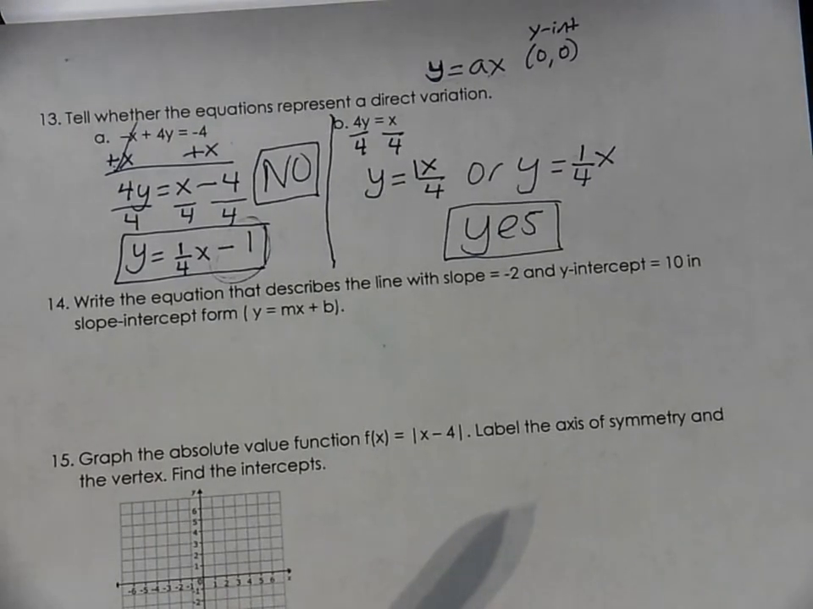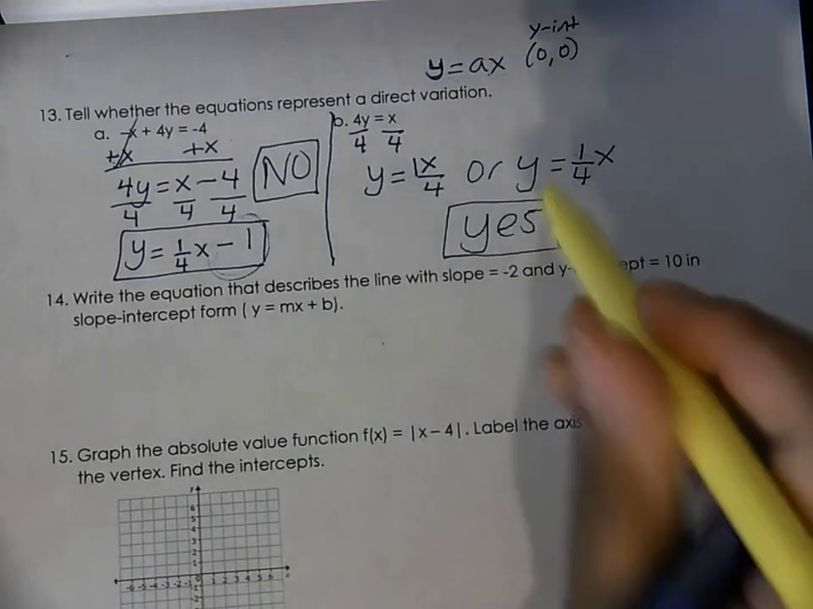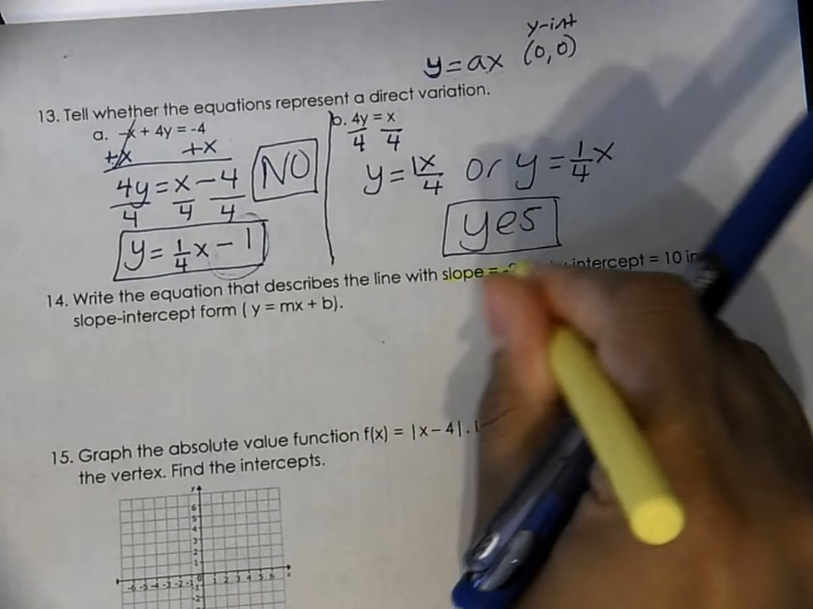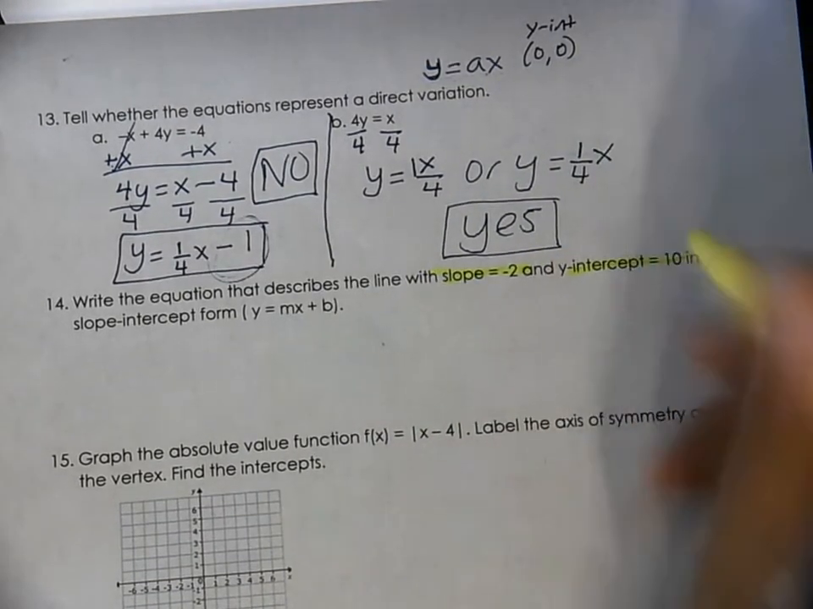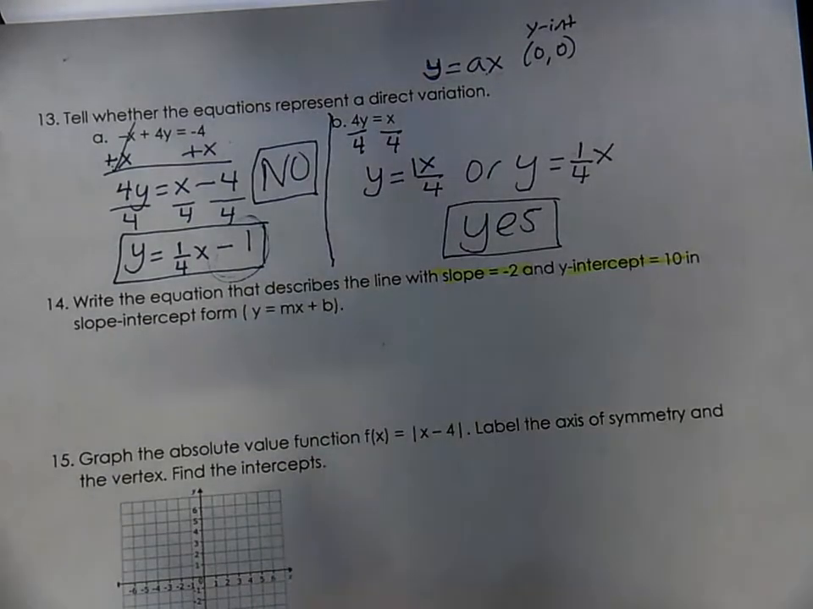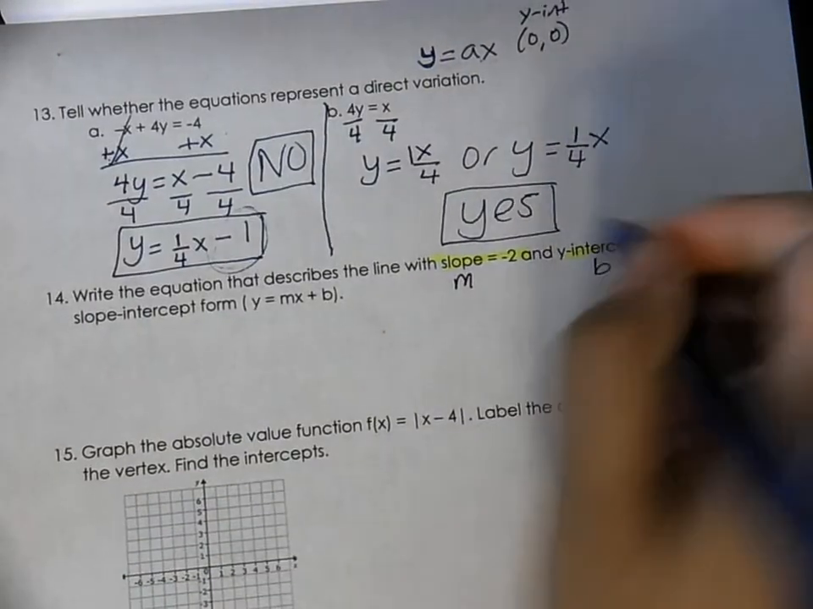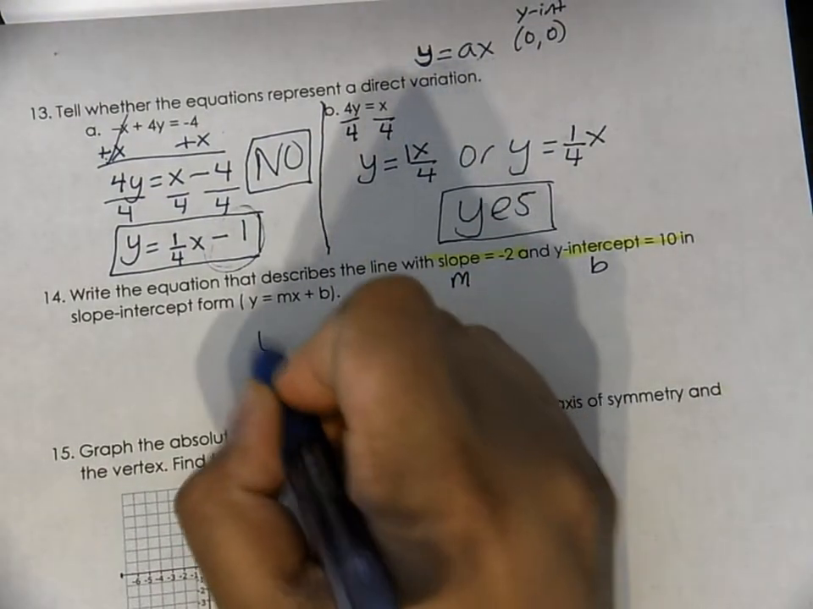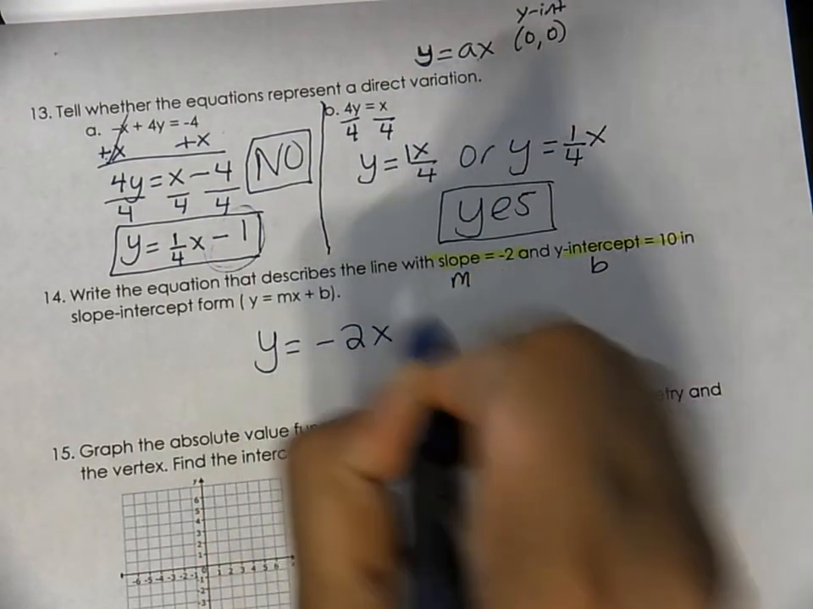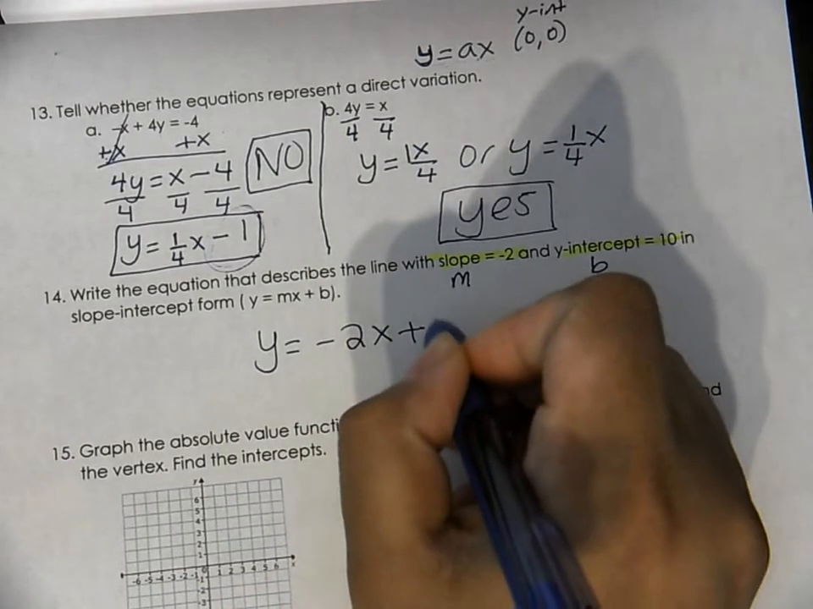All right, we have 2 more to finish up with, and number 14 is actually probably one of the easier ones. To write an equation of a line that has this slope, -2, and this y-intercept 10, you literally just plug the numbers right in. Remember, m is the slope and b is your y-intercept. So to write in y equals mx plus b form, you would have y equals negative 2x plus 10.